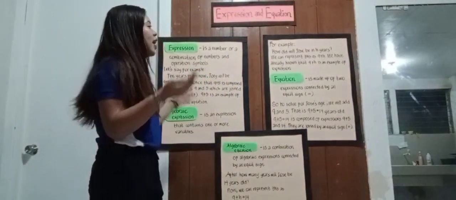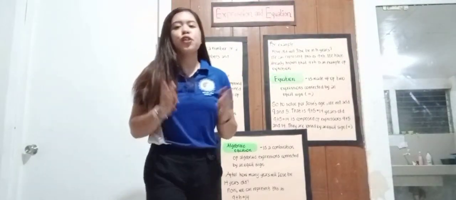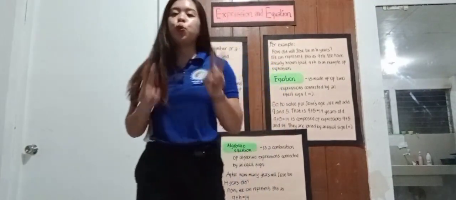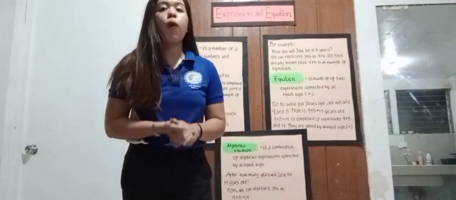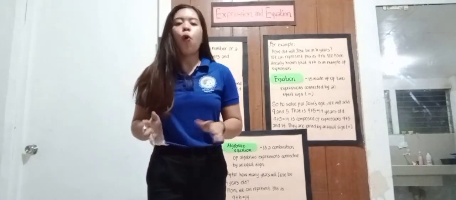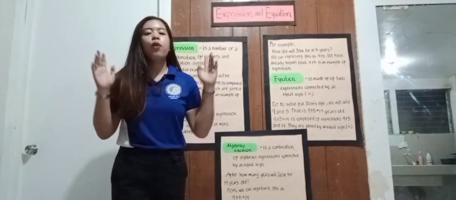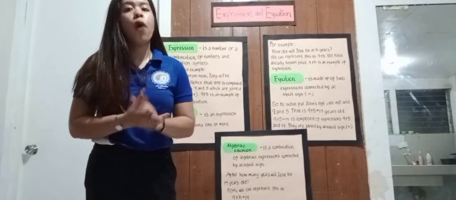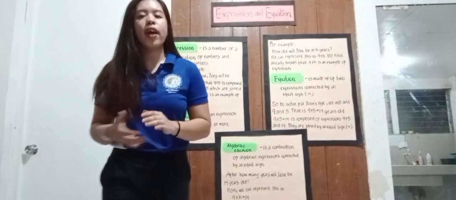Okay, now let's move on to equation. What is an equation? An equation is made up of two expressions connected by an equal sign. It is a mathematical sentence with an equal sign, which shows that the two expressions on either side are equal. An equation contains an equal sign. It shows an answer or ends up representing the value of the variable. Always remember that an equation has an equal sign and an answer, while an expression has no equal sign and no answer. Now, I have here an example.